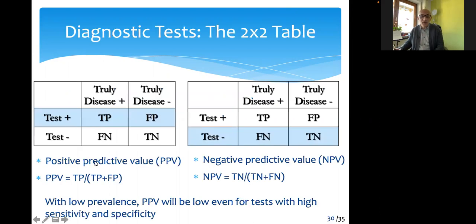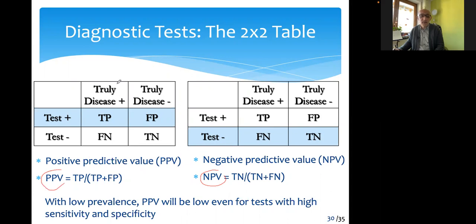Here we have now two new terms, the diagnostic indices, namely the positive predictive value and the negative predictive value. So besides the sensitivity and specificity, which we just mentioned before, we have also some other indicators important for us to make decisions about the laboratory tests or diagnostic tests which we apply.